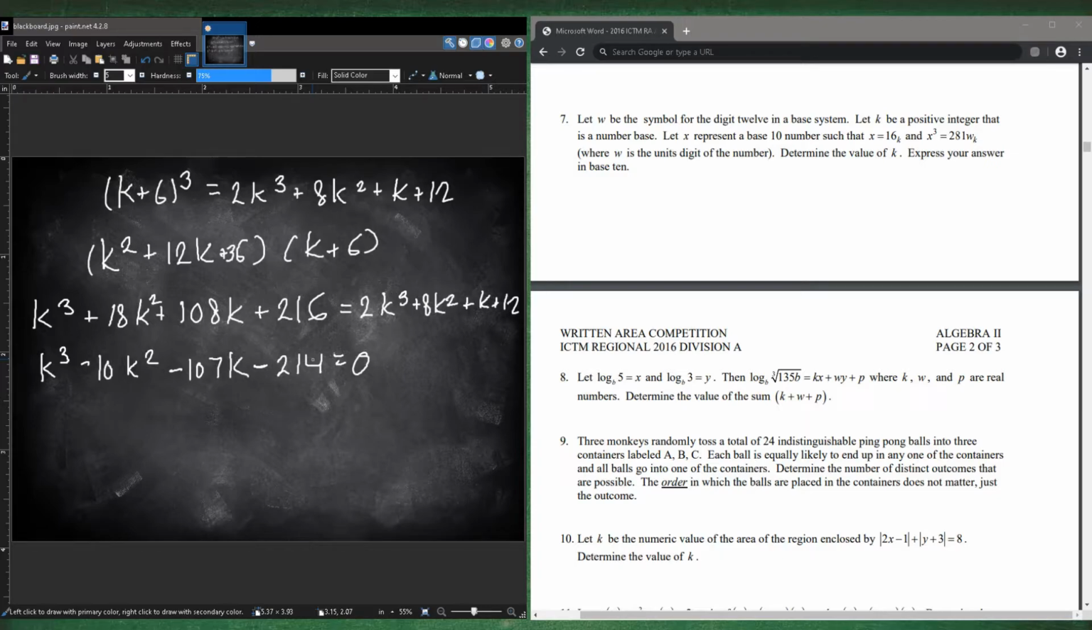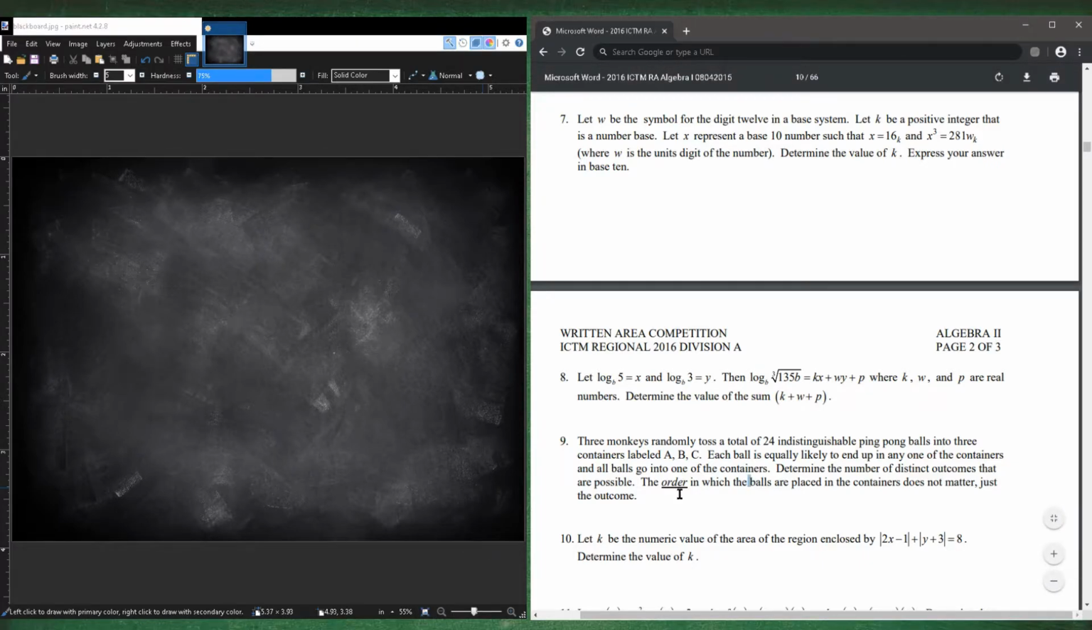So if you're graphing, then you just find the 0. So the answer for this question is... oh wait, just 204, sorry about that. k is equal to 17, because that's the only positive. There are zeros at -4, -3, and 17, but it has to be a positive base, so it has to be 17. Okay, that's number 7.